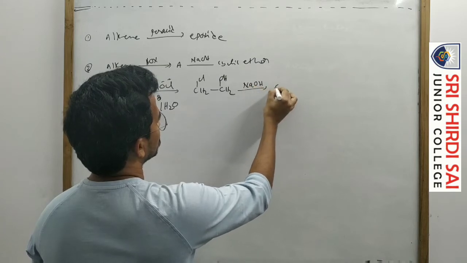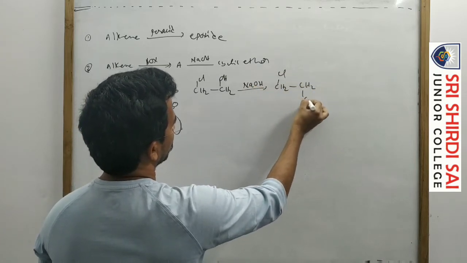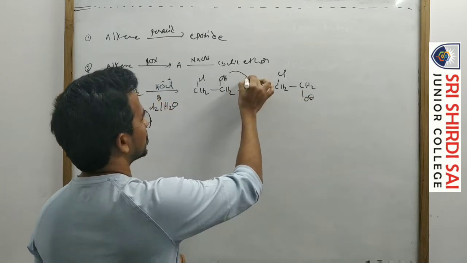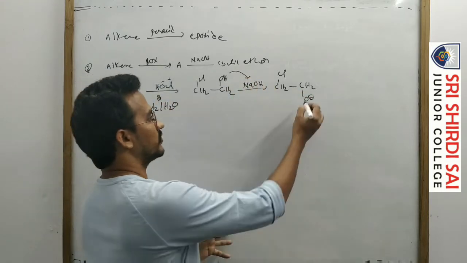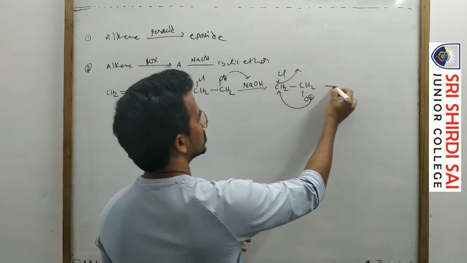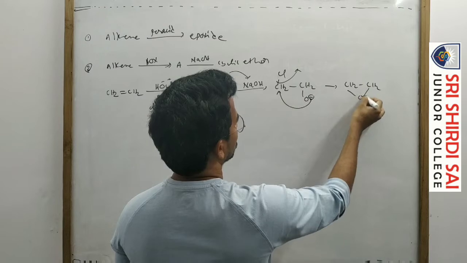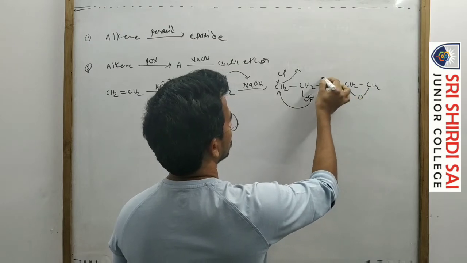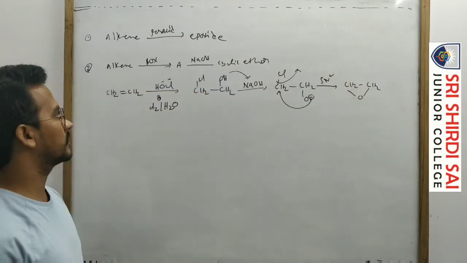NaOH is a base. So that base removes the H plus. Then here a nucleophile is generated. That O minus nucleophile attacks on this carbon internally. So we will get the cyclic ether. That means here an internal nucleophilic substitution reaction. Okay? Internal nucleophilic attack gives the cyclic ether.